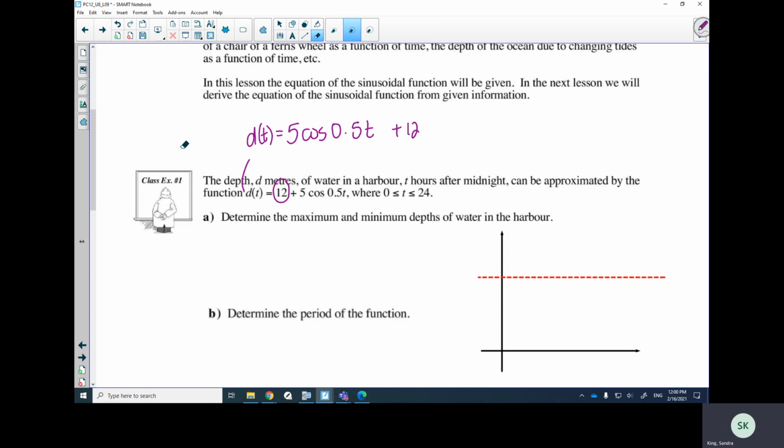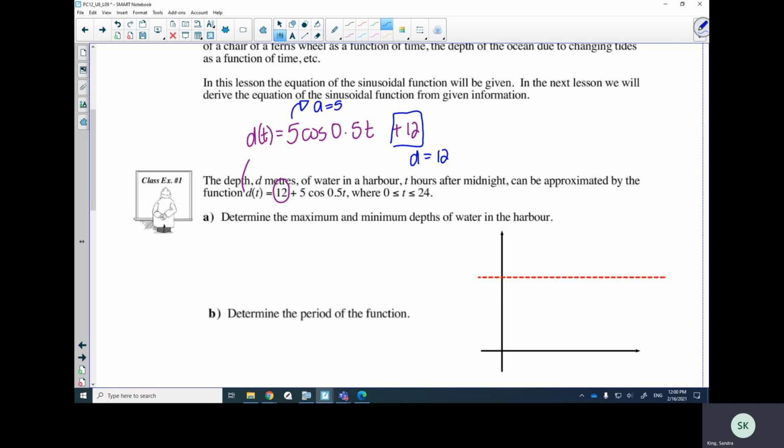The reason I want to see it this way is that now I can say, oh, this is the midline of my graph. The middle of this graph is at 12, so D is equal to 12. Then I can see this A value: the amplitude of this graph is 5 units. So if the middle of the graph is 12, it's going to go up 5 and down 5, and I'll be able to figure out the max and the min.